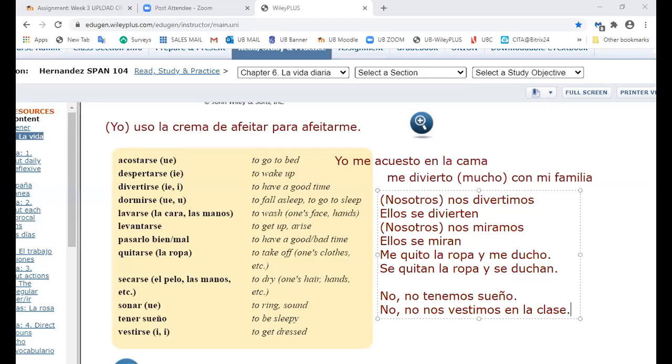¿Ustedes se visten en la clase? No, no. Hold on. No, nos vestimos en la clase. Muy bien. This one is Jeff. ¿Ustedes se duermen en la clase? Look, duermen right here. Fall asleep. No, no, no. Wait. It's no, nos. No, nos, muy bien, nos.